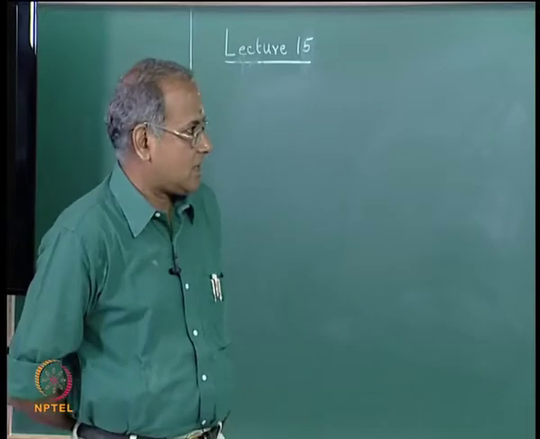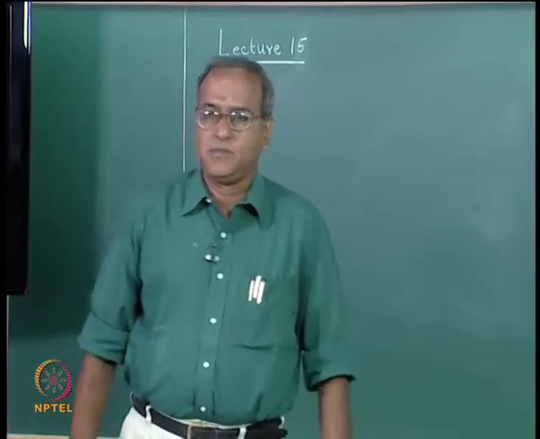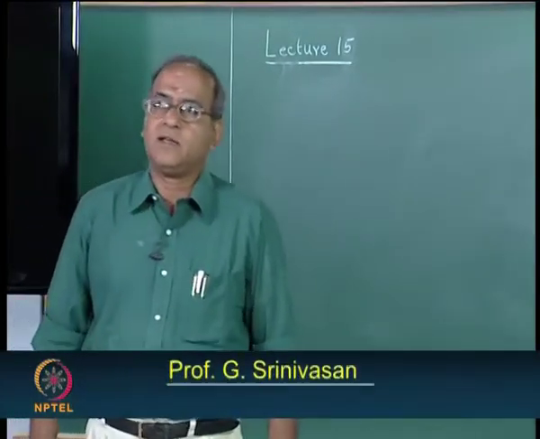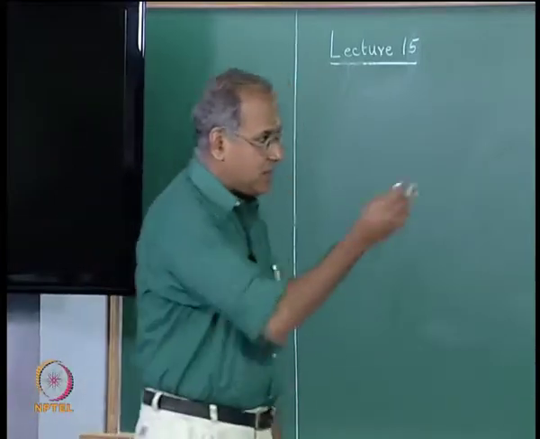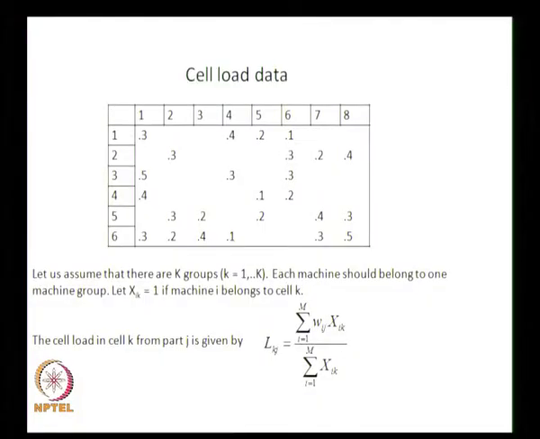In this lecture we consider cell formation by incorporating cell load data into the machine component incidence matrix. So, an example of an incidence matrix that has cell load data is given in this slide. Again we use a 6 by 8 incidence matrix, knowing that in real life the incidence matrices are much larger in size, and a 6 by 8 is used only for the sake of illustration.